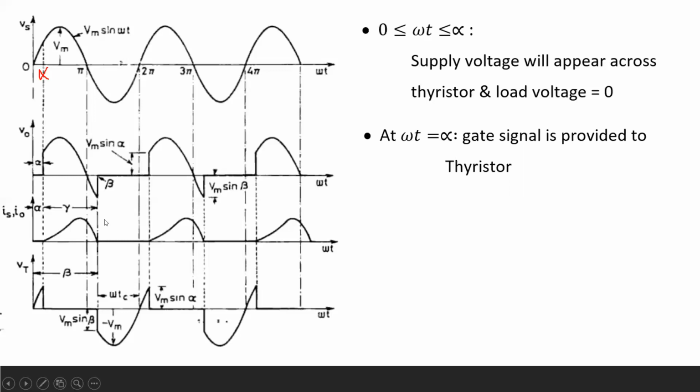Okay, now let us assume that the current in the circuit goes to zero at omega t equal to alpha.